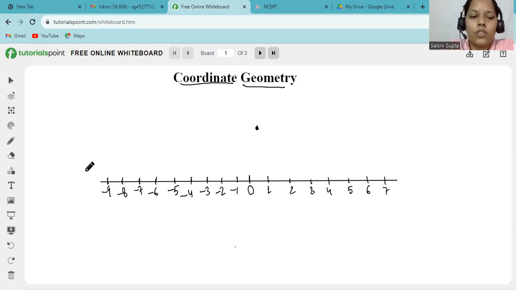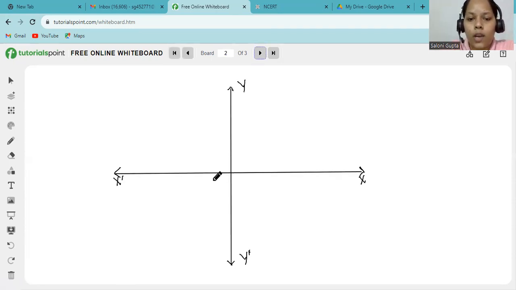Now in the Cartesian system we use two number lines and put them perpendicular to each other. Let us see how it will look. This is how the Cartesian system works. This is called the origin, where the coordinates will be 0. Going from 0 to the right-hand side, this is called the x-axis, or OX, and the vertical line is our y-axis.